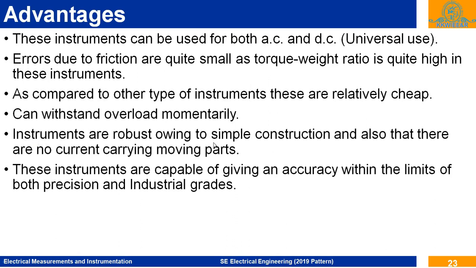These instruments are robust owing to the simple construction, and also because there are no current carrying parts or moving parts. So overall these instruments are robust or rugged in construction. These instruments are capable of giving an accuracy within the limit of both precision and industrial grades. As compared to the other types of instrument, the accuracy is more in this moving iron instrument. So these are the advantages of moving iron instrument.